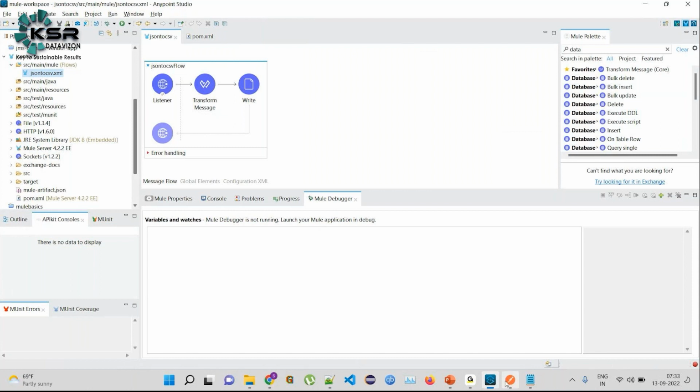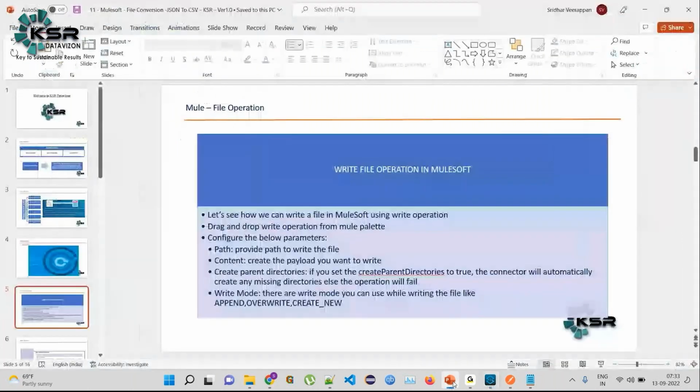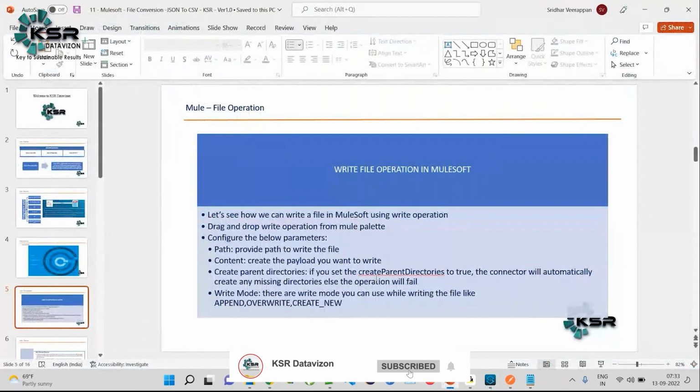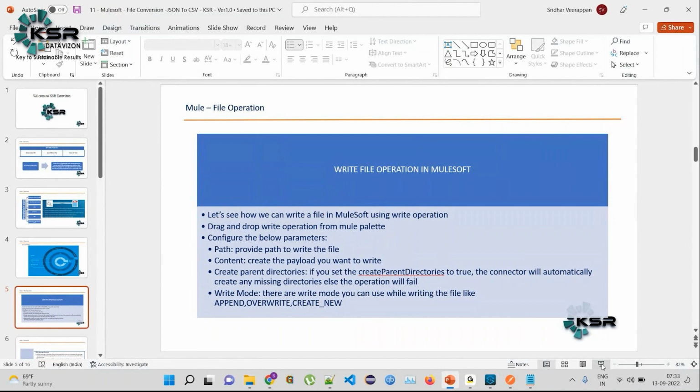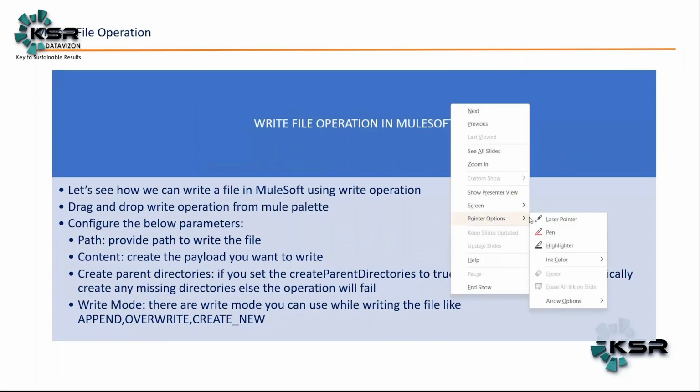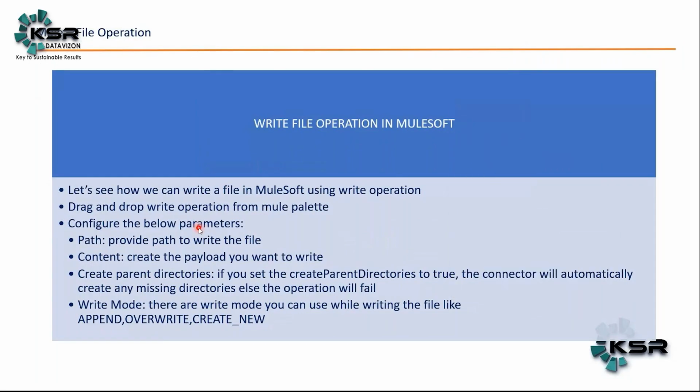So let us see an example how a conversion happens, right? I want to convert a file from JSON to CSV file. So how I can do it without coding, right? So in the file write operation, right? Here we can write the file in MuleSoft using file write operation, and we'll be able to drag and drop the write operation from the Mule palette.